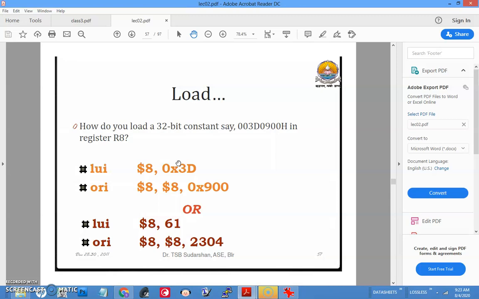Now what to do if you want to load a 32-bit constant into a register? You cannot use load immediate, because the load instruction will work only for a 16-bit constant. Now look at how we are loading a 32-bit quantity. This is a 32-bit quantity: 1, 2, 3, 4, 5, 6, 7, 8. Each digit here represents 4 binary bits, so this is a 32-bit quantity in hex notation. We want to have this quantity in register R8.